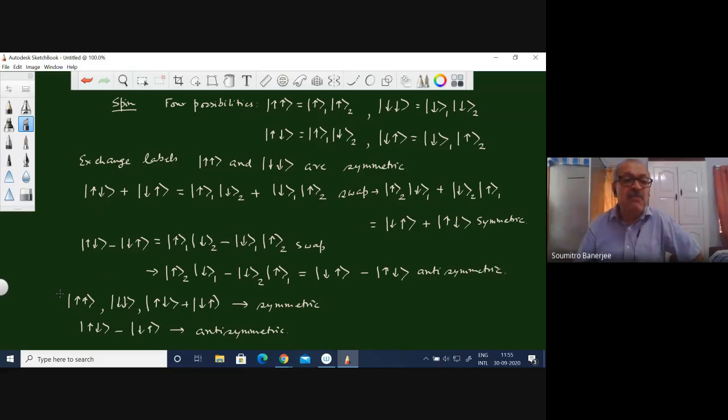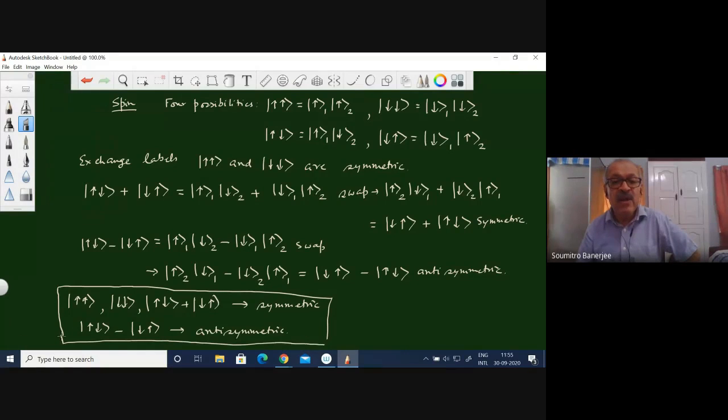These results are actually important. You will later find that we'll need to use these results again and again, so it is good to have this boxed off in your class notes. So there are 3 symmetric states and 1 antisymmetric state. Okay.